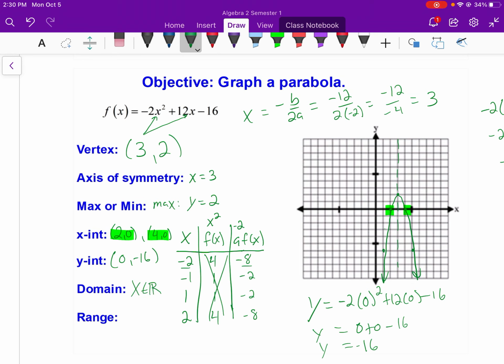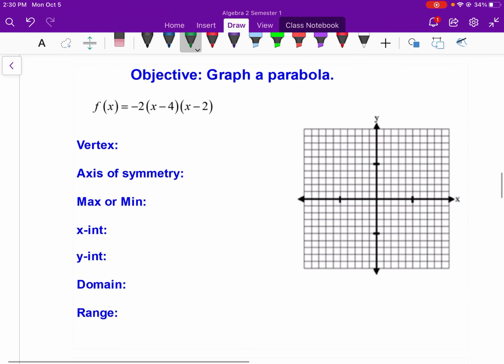Looking at our graph, we see that it's going to go left and right forever. So the domain is x is an element of all reals, and the range is y, and we're opening down, so less than or equal to the y-coordinate of the vertex, which is 2.